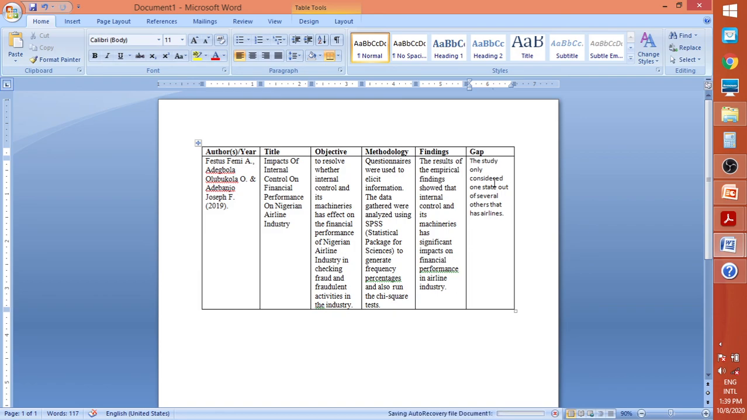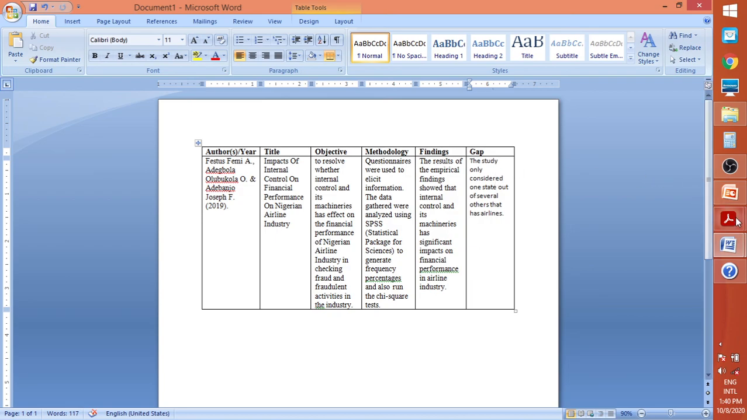Because it only considered one state out of several others that have airlines, we can't actually generalize the outcome of this article, because you can't just because of one state. What if the findings of this one state is not similar with other states? Especially by a study, if they have studied a large number of states like Lagos, Abuja, and maybe one other one, good, we can now say, okay, based on the findings of these three, there's probability that every other airports or airlines in Nigeria should have a similar outcome if this same study is carried out in that state. So that is a gap.